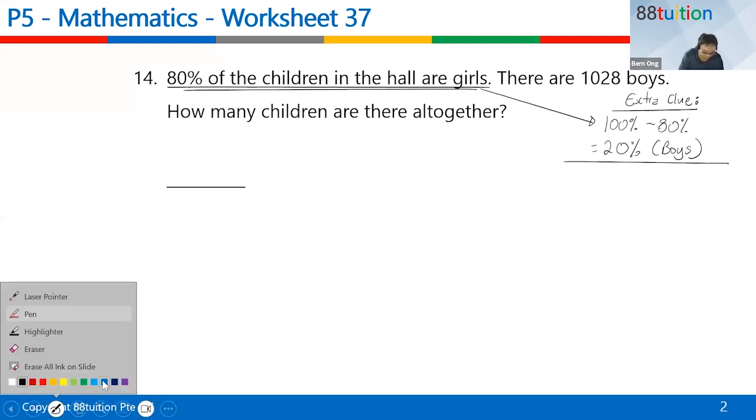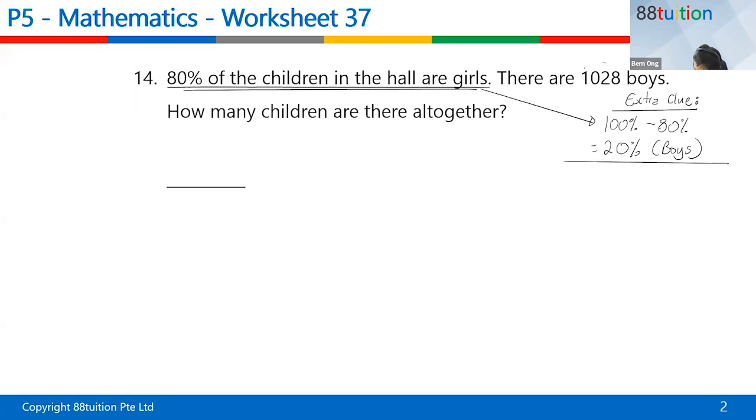The question says there are 1,028 boys, and 20% are boys. What can you say? You can say that the 20% represents the 1,028. Beautiful, right? How many children are there all together?